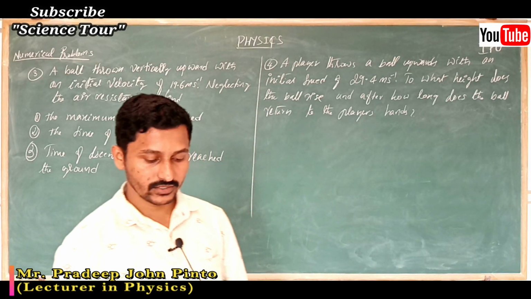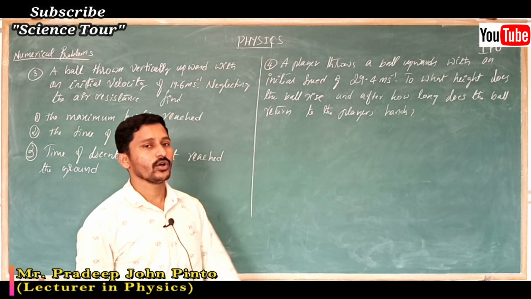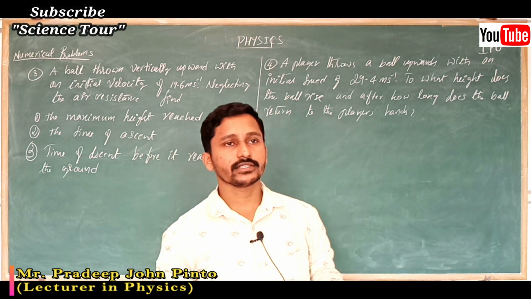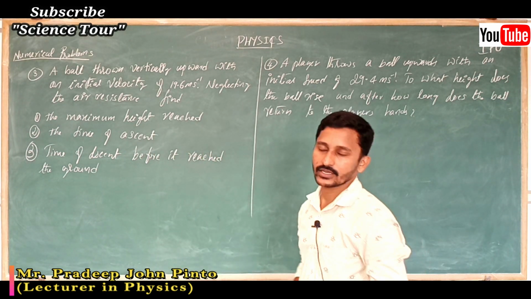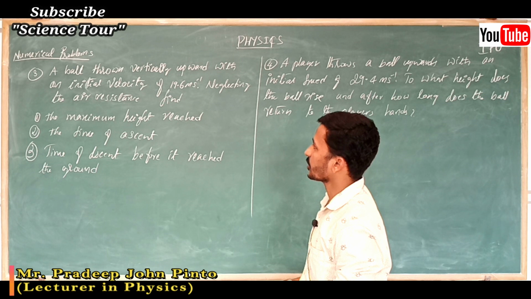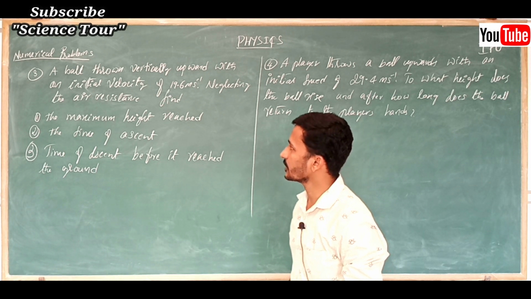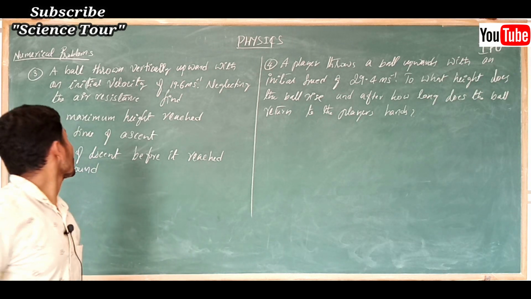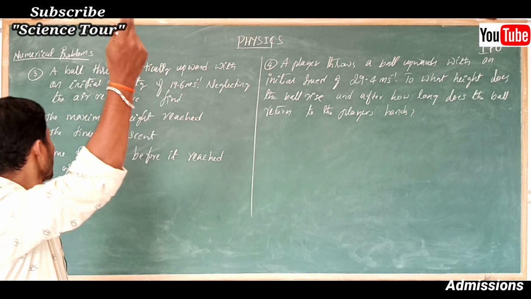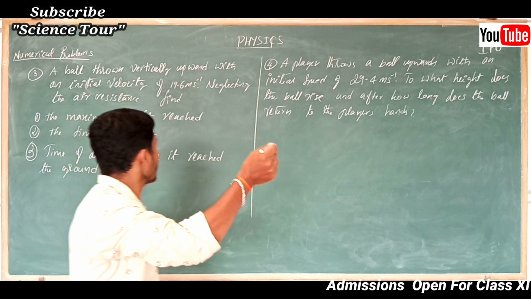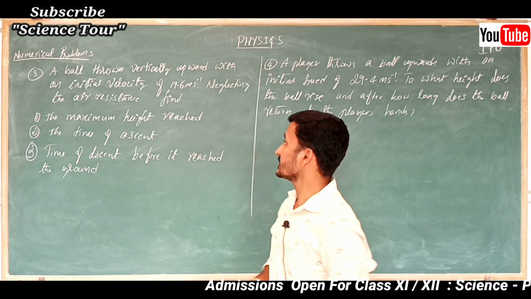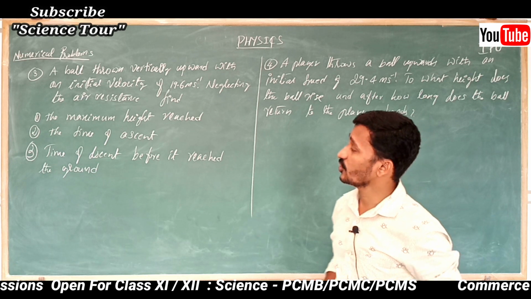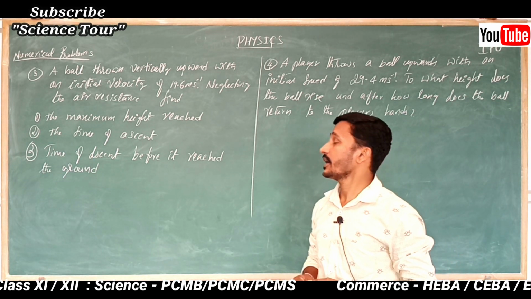So we were discussing numerical sums of the motion in a straight line. Okay, we had discussed two problems already. Now one more problem we are going to discuss. A ball is thrown vertically upward with an initial velocity of 19.6 meter per second. Neglecting the air resistance, you have to find out the maximum height reached.